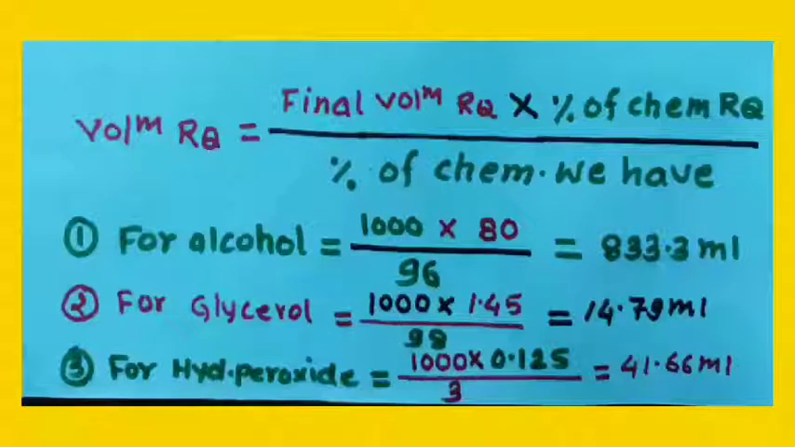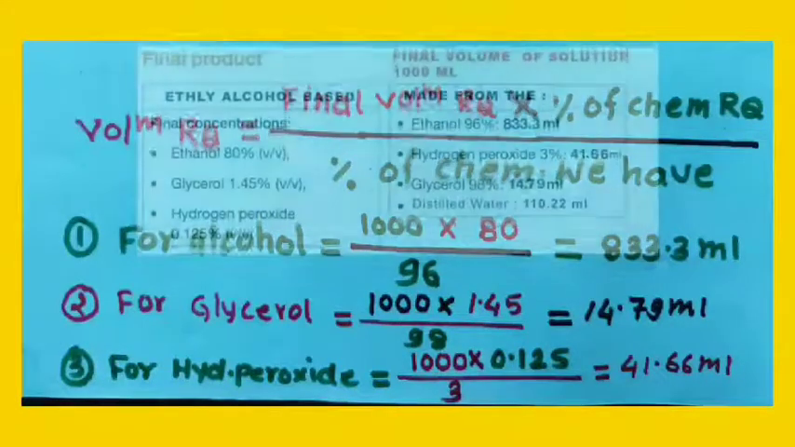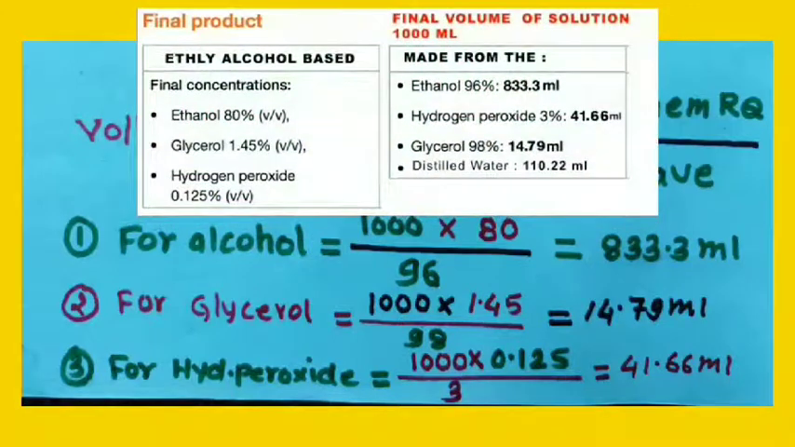Similarly for hydrogen peroxide, we need to multiply 1000 by 0.125% because in our final product the percentage of hydrogen peroxide needed is 0.125, but the commercially available percentage of hydrogen peroxide is 3%. So this calculation gives 41.66 ml of hydrogen peroxide. The above data is for WHO recommendation.